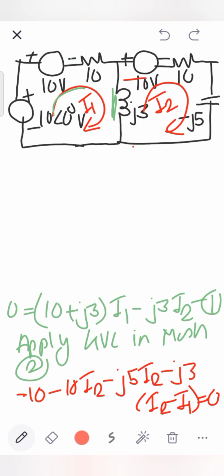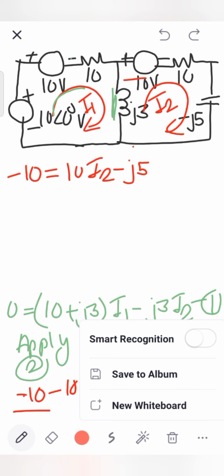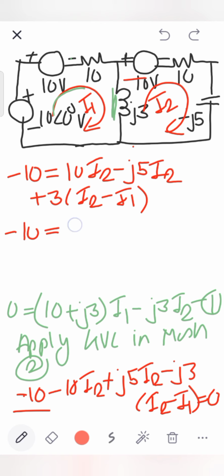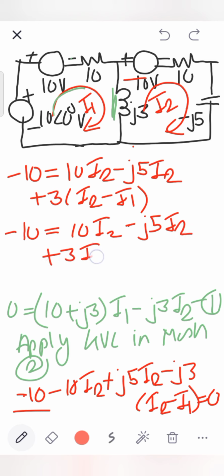So now the voltage source on the left-hand side equals plus 10. I2 minus J5 I2, plus 3 I2 minus I1. The equation is minus 10 equals 10 I2 minus J5 I2 plus 3 I2 minus 3 I1.